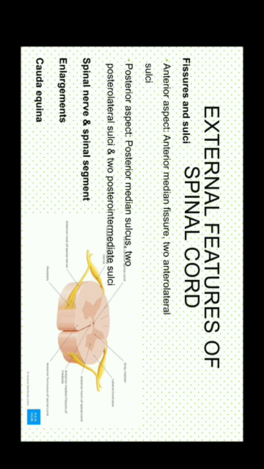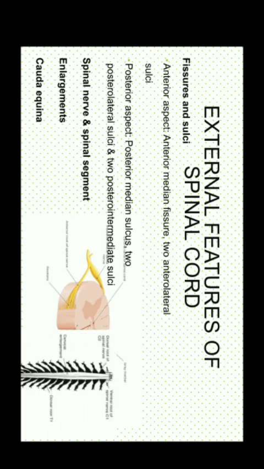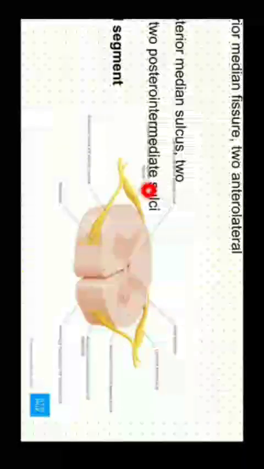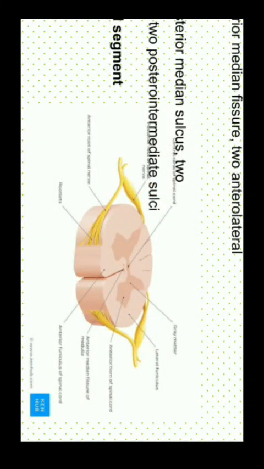Now, let us know what a spinal segment is. The vertebral column is segmented. Likewise, the spinal cord is also segmented. So the spinal segment is the part of the spinal cord through which a pair of spinal nerves comes out. This is one segment through which we can see the spinal nerves coming out, this side and this side. This is one spinal segment.